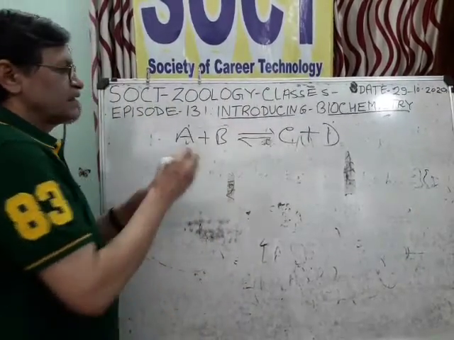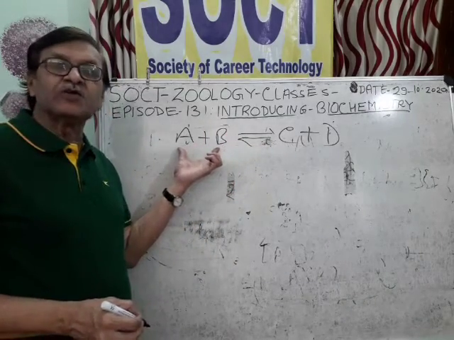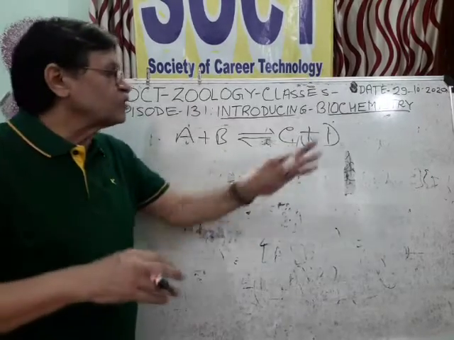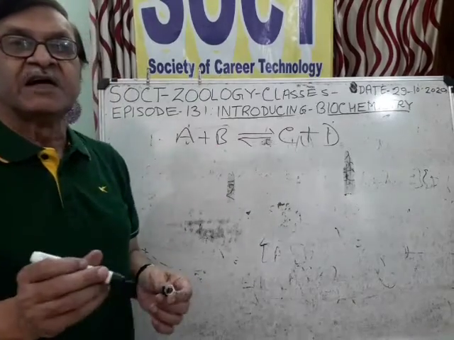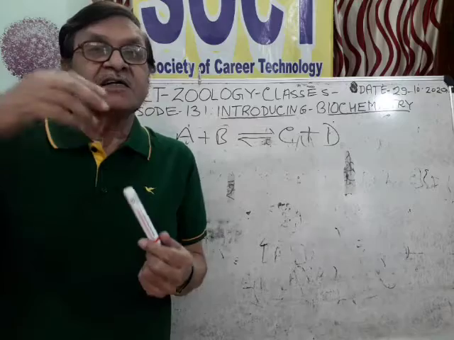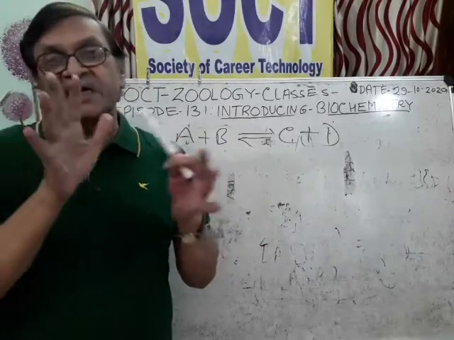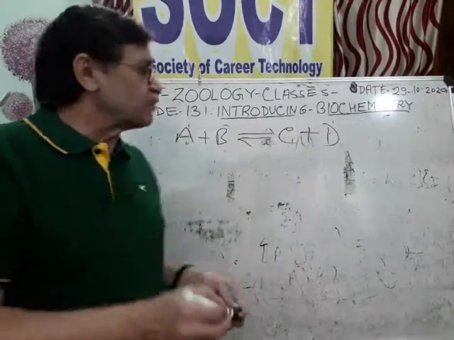Now, after equilibrium, as many A and B molecules combine to form C and D, the same amount of C and D molecules will again combine to form A and B. It doesn't mean that the reaction will stop. The reaction will continue, but both reactions will remain equal at that time. So how to disturb that equilibrium?